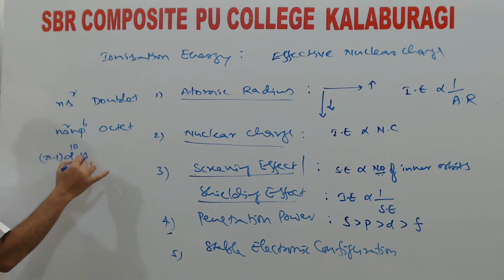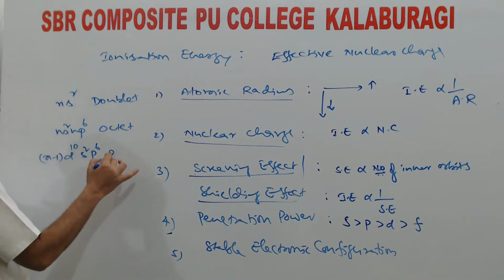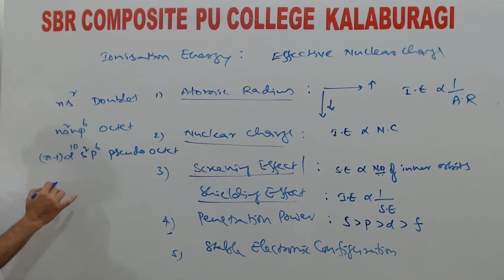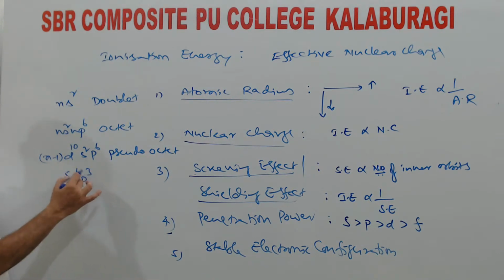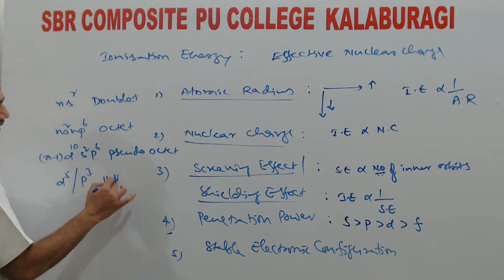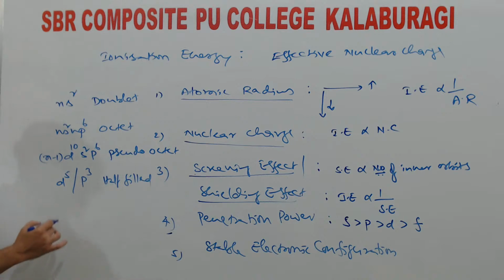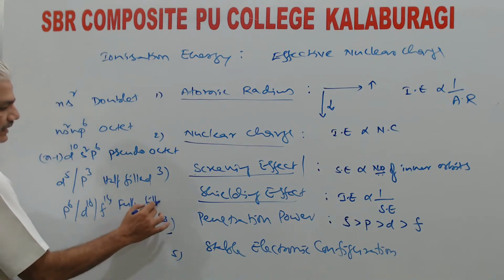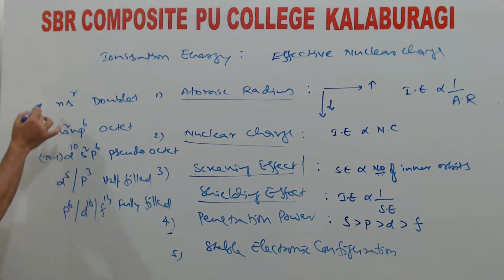(n-1)d10 ns2 np6, this is known as a pseudo octet configuration. Then d5, p3, these are called half-filled configurations. p6, d10, f14, these types of configurations are called fully filled configurations. So whenever we come across an element or ion with one of these configurations, their ionization energy value suddenly increases.